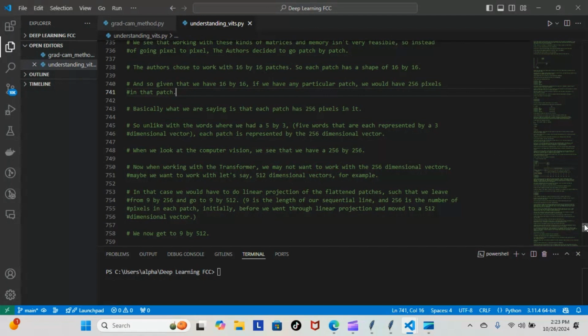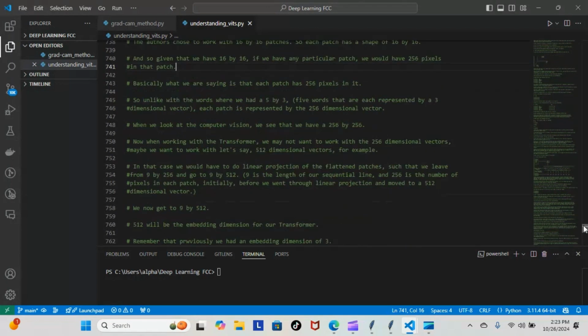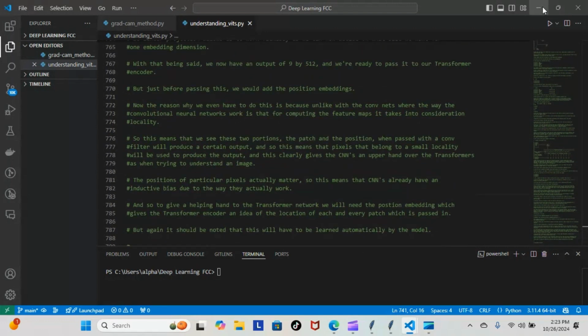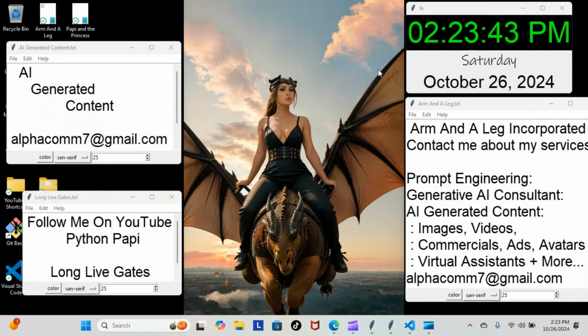Basically, that's what we went over this morning. Just taking more notes and going over more understanding of the Understanding ViTs module, or the Visual Transformers. But as we progress, I will keep you posted every step of the way.